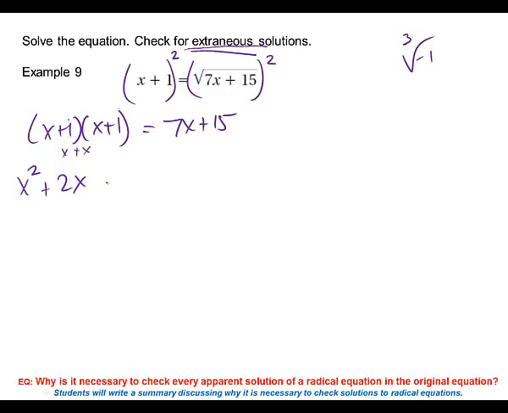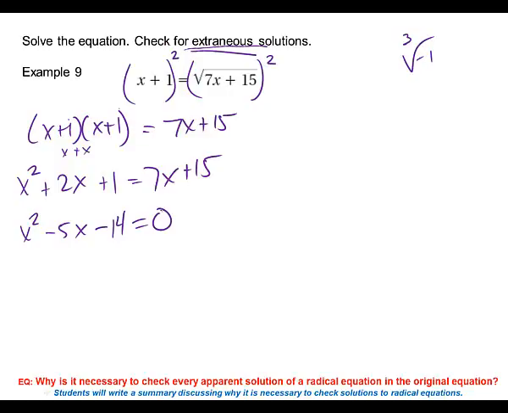What's 1 times 1? 1. Now it looks like what we were doing the last couple of weeks with our quadratics. I'm going to take this 7 and move it to the other side. How do I do that? Good. So what's 2x minus 7x? And then I have to move the 15 by subtracting. What do we end up with? Good.